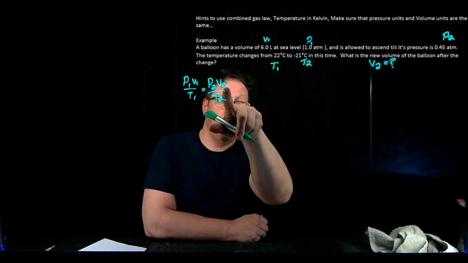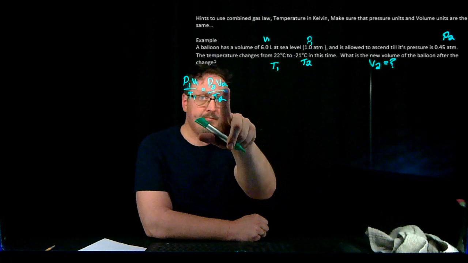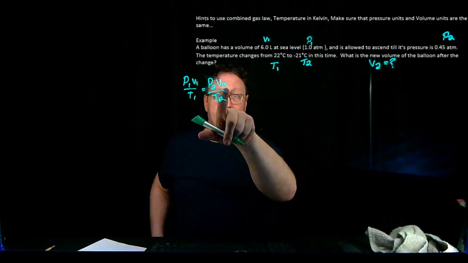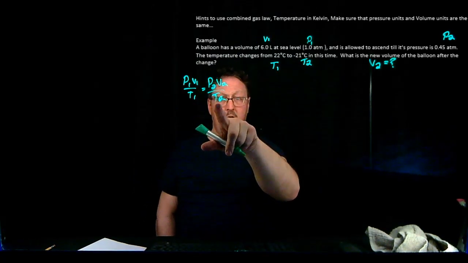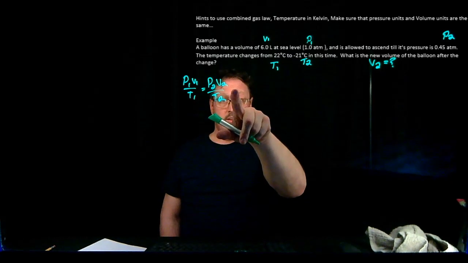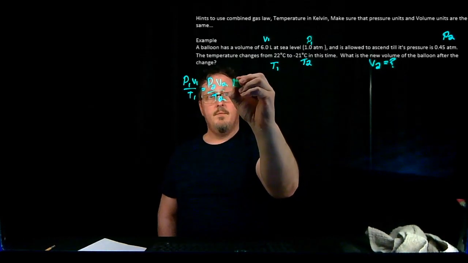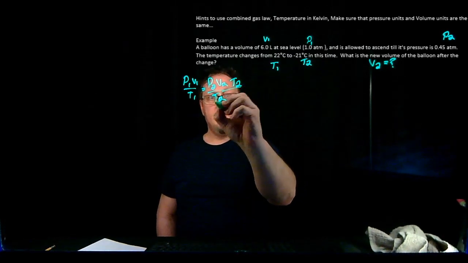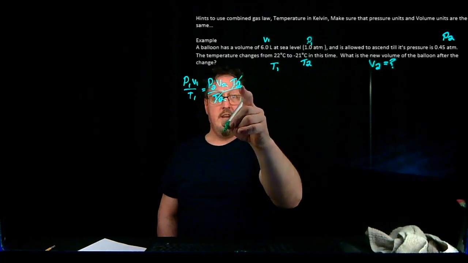Now I want to get V2 by itself. To do that, I'm going to multiply this side of the equation by T2, because that's going to cancel it out of there and cancel it there.